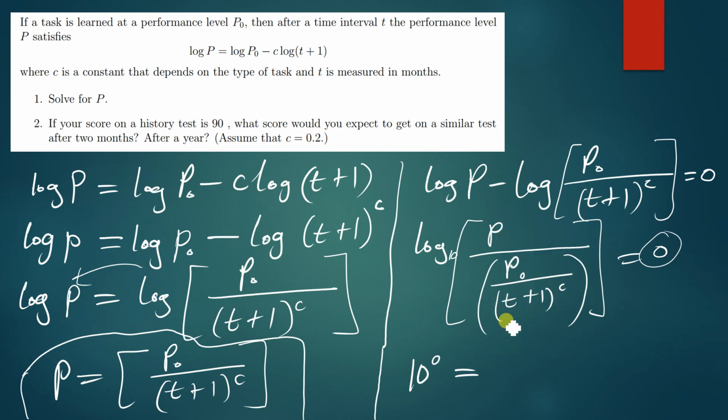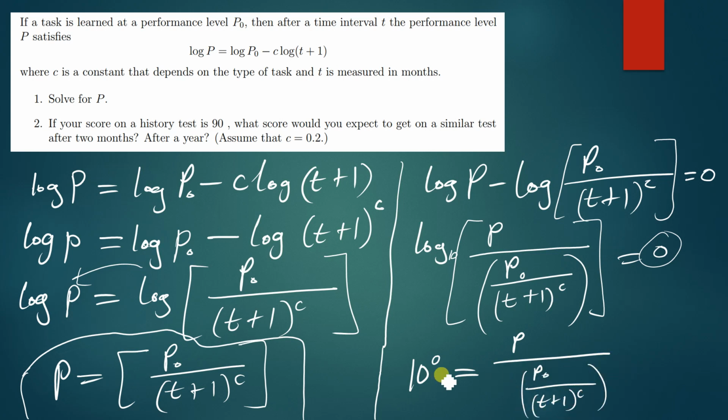So this side, if we do the division, you can do the division, or you can leave them the way they are, but leaving them the way they are is better because it will be easier for you to sort them out. So we have P0 over (T plus 1) to the power C.